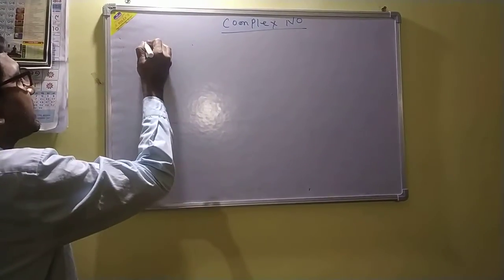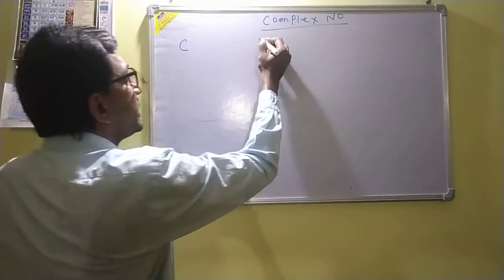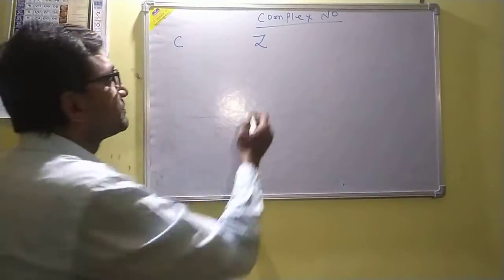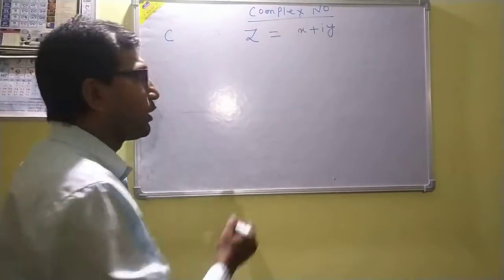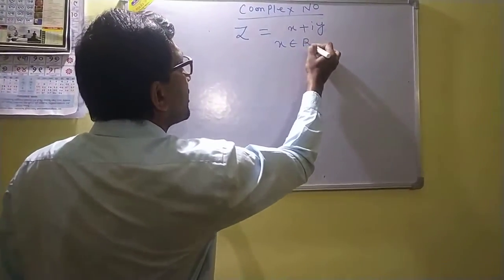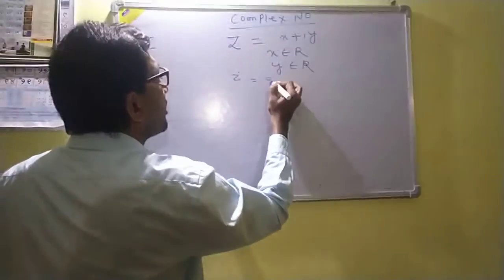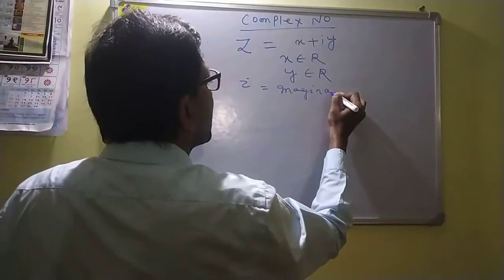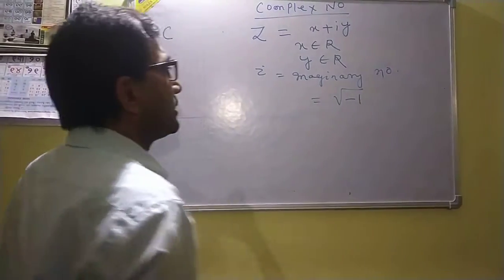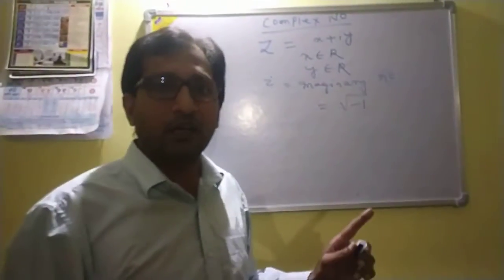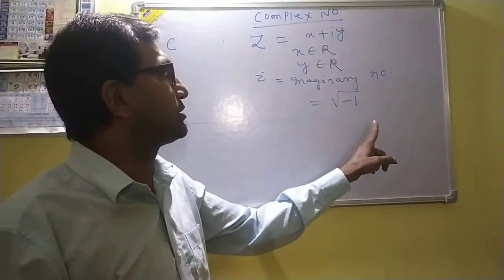It is denoted by capital C. C is a set of complex numbers. The notation is Z, expressed in the form Z equal to X plus iY, where X belongs to real number, Y belongs to real number, and i is called the imaginary number, that is equal to root over of minus 1. So the mathematician Euler introduced the imaginary number i, which is equal to root over of minus 1.